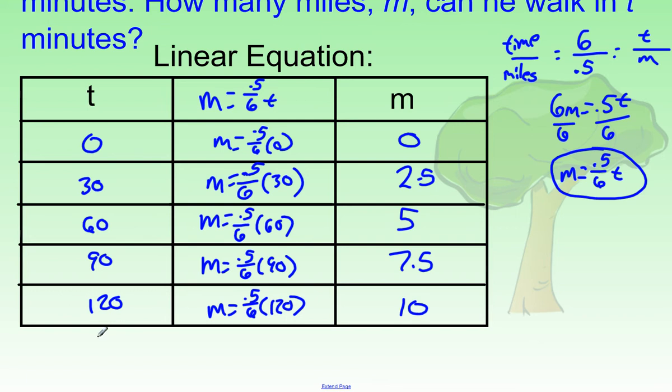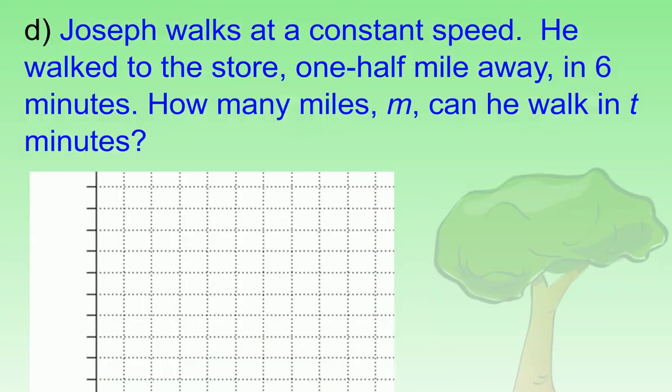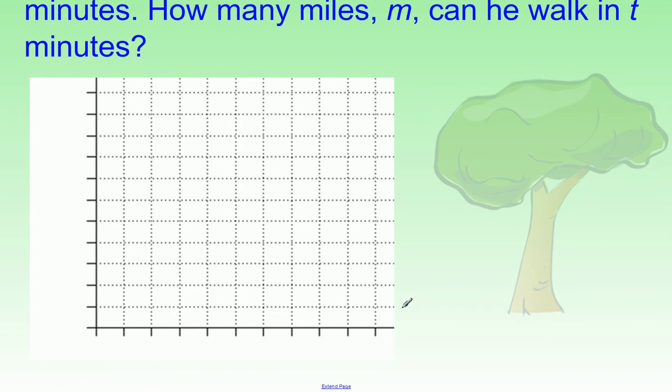So my x values on my graph have to go up to 120. My y values have to go up to 10. So now I know what my scale is going to look like. If I remember right, 1, 2, 3, 4, 5, 6, 7, 8, 9, 10. Perfect. I'm just going to count by ones for the y values.